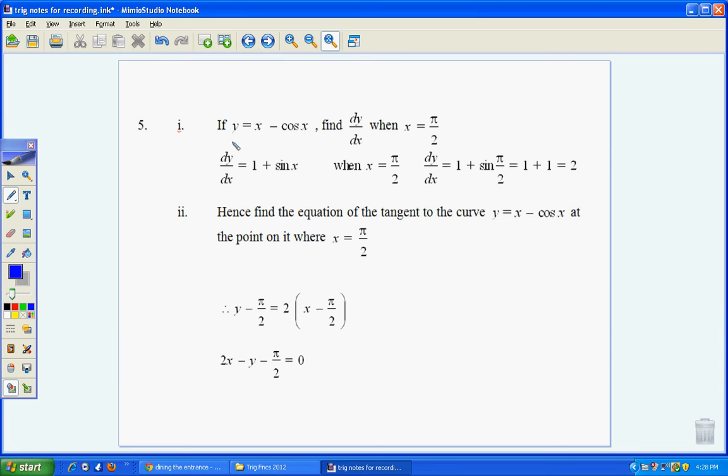So this in question 5 here, if y is equal to x minus cos x, find its derivative when x is equal to pi on 2. So we'll find the first derivative. X differentiates to 1. Cos x differentiates to minus sine. So the minus at the front makes it a positive. When x is equal to pi on 2, substitute it in. 1 plus sine of pi on 2. And sine of pi on 2 is 1. So it just gives us 2.